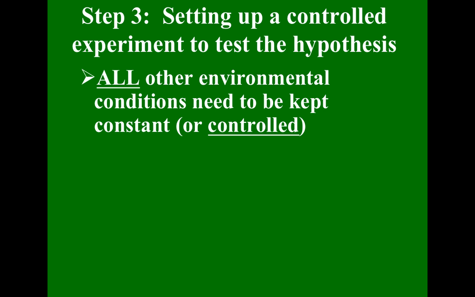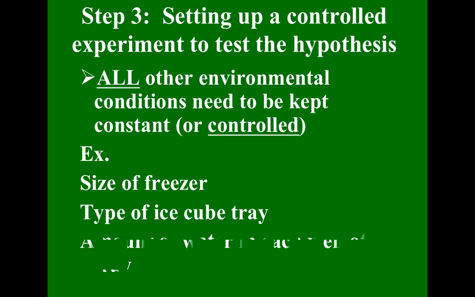Now, other than that independent variable, in our example that we've been working with, it's the freezer and the water, everything else needs to be kept the same or controlled. So the size of the freezer would have to be the same, the type of ice cube tray, and the amount of water we put in each well of the tray. All of those would have to be the exact same in order for this experiment to really show that it's the temperature causing the difference, not anything else that we might be changing. If we change too many variables, if we change more than one variable, then we can't really tell what's causing it.